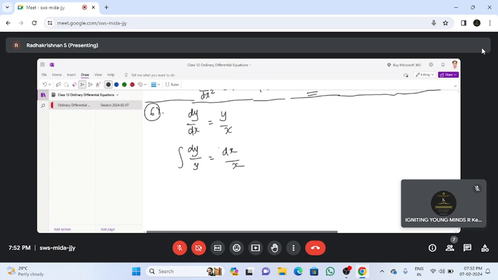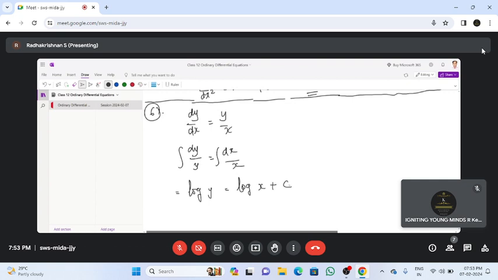Integrate on both sides. Yeah. So integrate on both sides. What do you get? Log y plus c. Here one c will come.